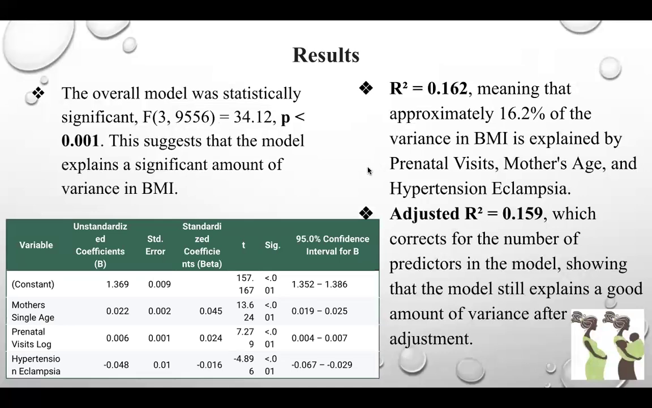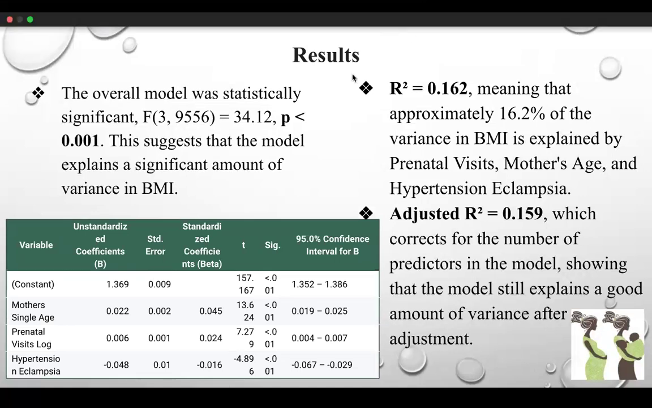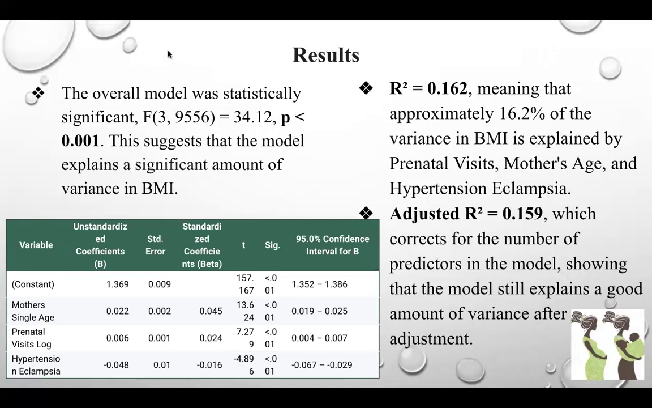And let's look at the results. The slide summarizes the key results of the regression analysis, including the overall model significance, R-squared value, and the role of each predictor in explaining the variance in BMI. The overall model was statistically significant. This means that the predictors in the model, prenatal visits, mother's age, and hypertension eclampsia, explain a significant amount of the variance in the BMI.